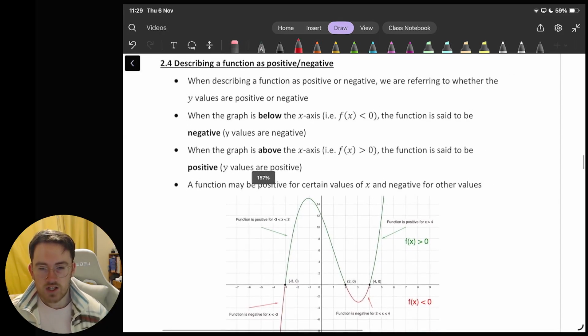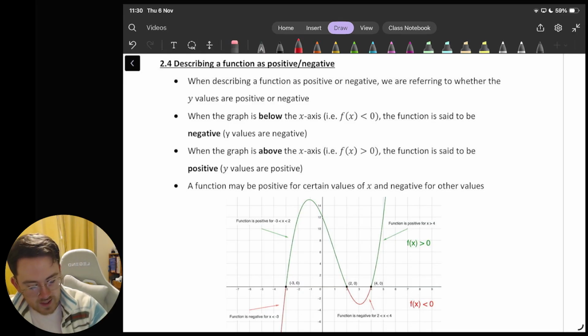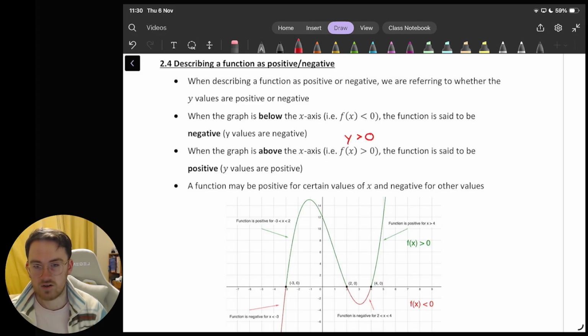Describing when a function is positive or negative. This can often be one that people find particularly tricky. So we know that idea that a function being positive, the question that you'll be asked will typically be, when is f of x greater than 0? And we already know that f of x stands for y. So they're really saying, when is y greater than 0?